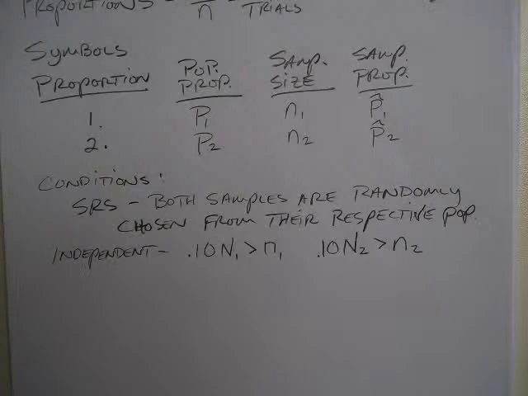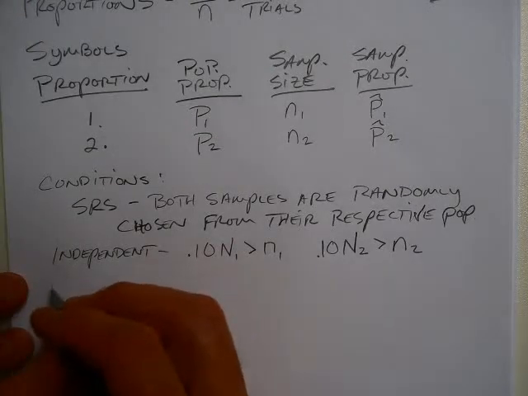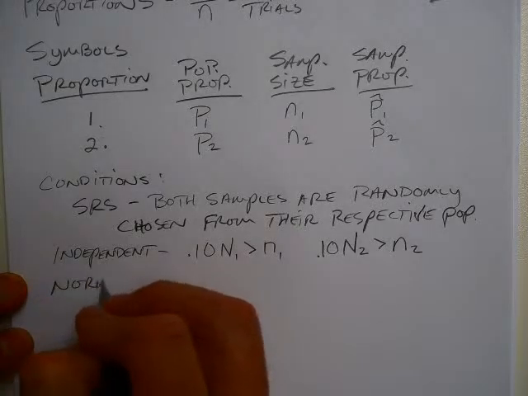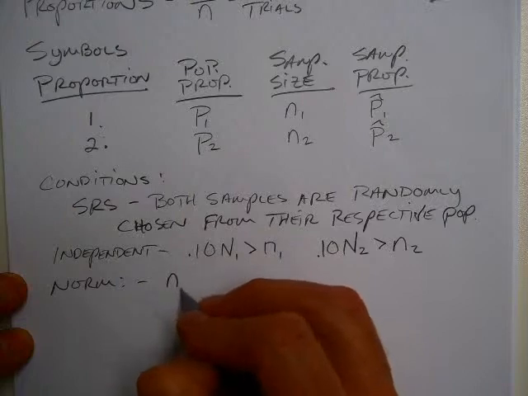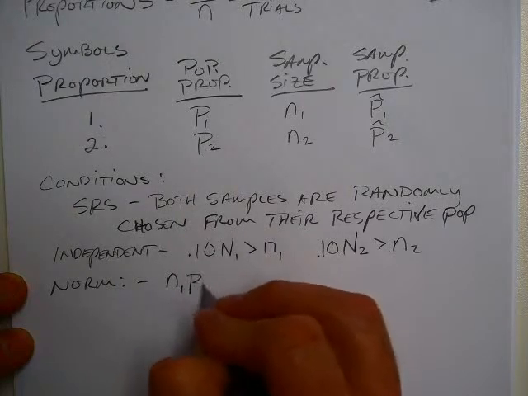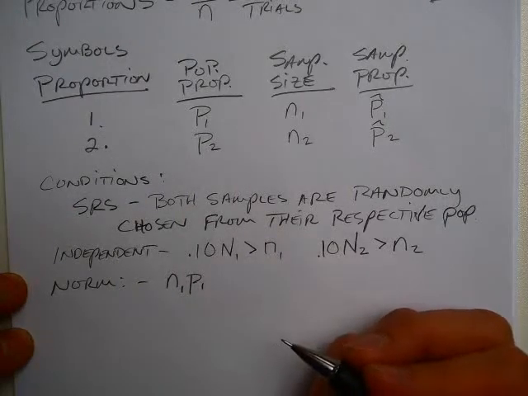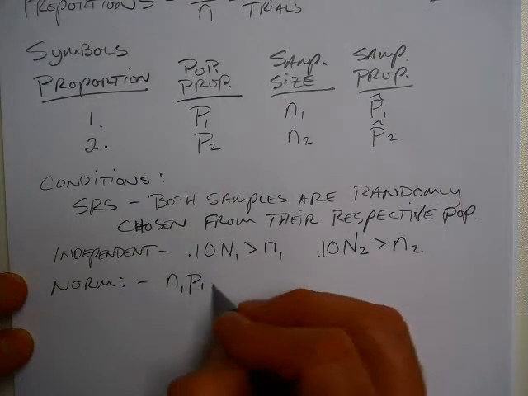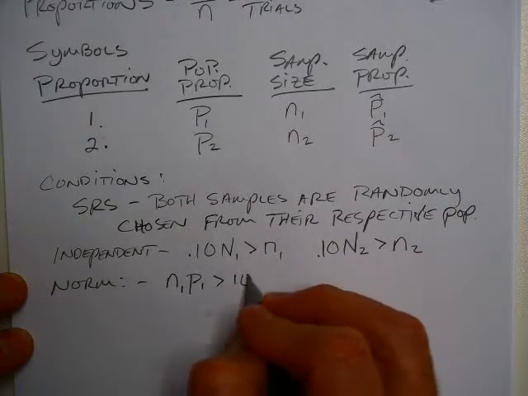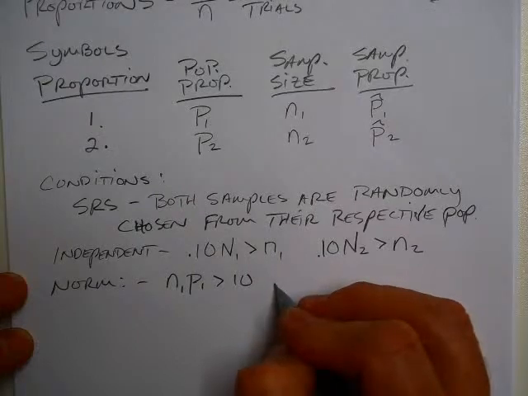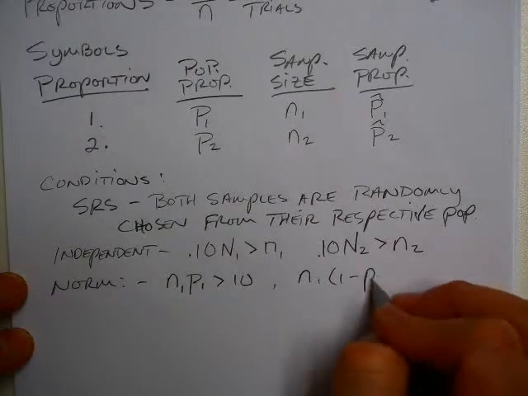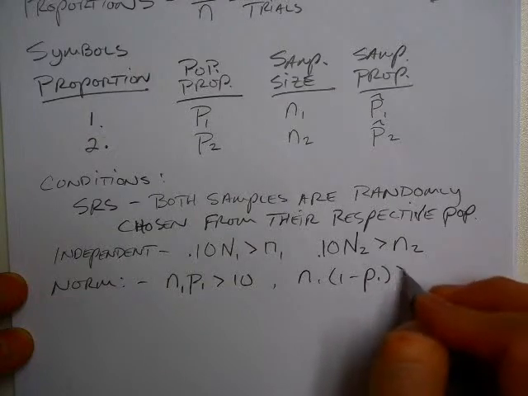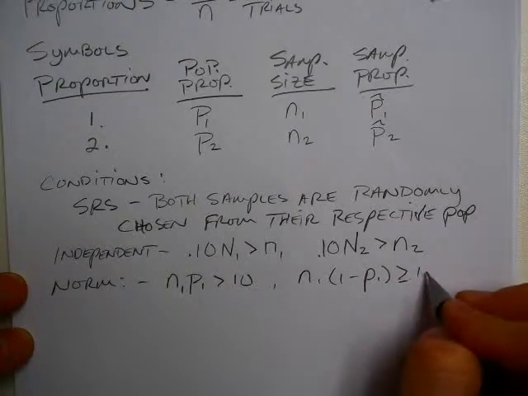But CLT doesn't work for proportions. N P greater, yeah. So is it normal? So you'd have to go N1 times P1, right? Because you have two different proportions and two different samples. It has to be greater than or equal to 10. And then N1 times 1 minus P1 has to be greater than or equal to 10.